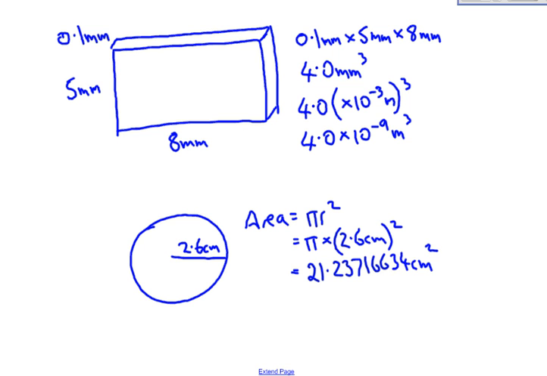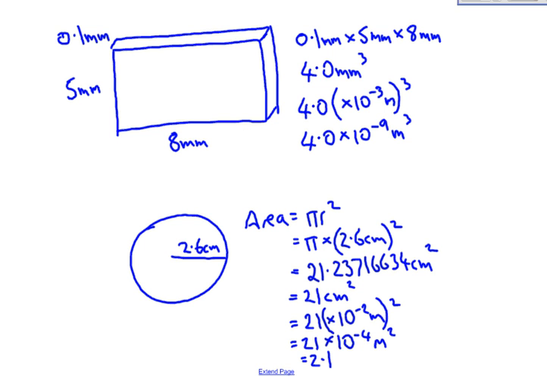Now clearly that's crazy. The question was only given to 2 significant figures, 2.6 centimeters, so we can't quote the answer to a greater precision than the question. So in that case that would just become 21 centimeters squared. And again, we can convert that straight away: 21 times 10 to the minus 2 meters all squared, which is 21 times 10 to the minus 4 meters squared, which then becomes 2.1 times 10 to the minus 3 meters squared.